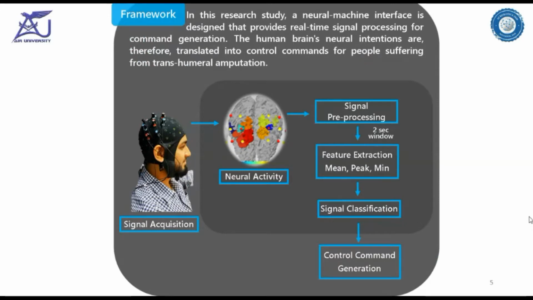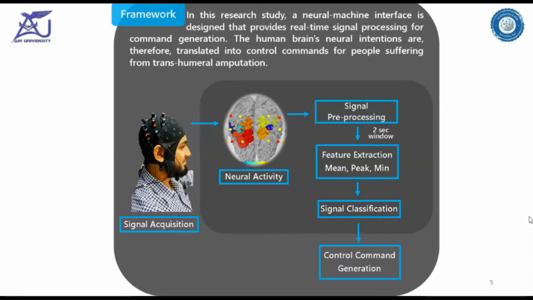The signals were acquired from the motor cortex, as you can see from the subject's head, and the neural activity was recorded. These yellow, blue, and red colors show how strong the response was, from yellow to red. The higher the concentration of oxygen changes, the more it went to the red part.